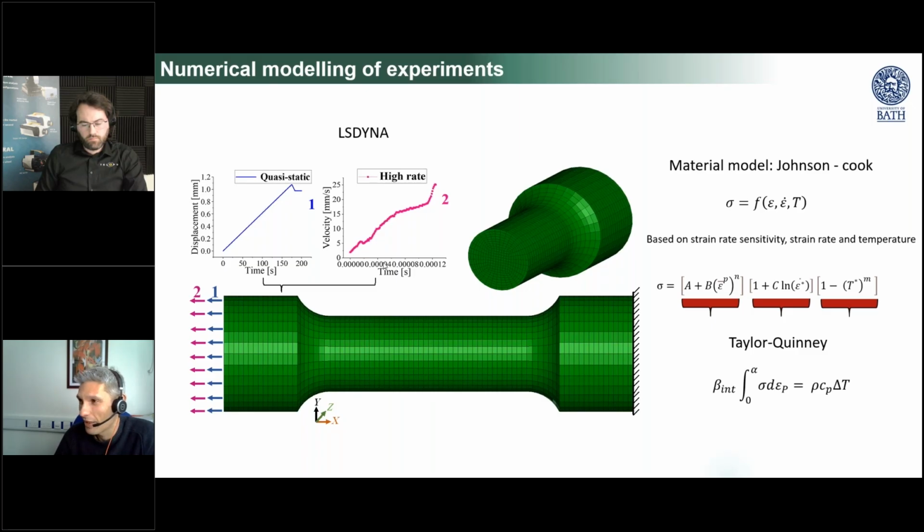We used the Johnson-Cook constitutive model, where we can describe the dependency of the stress in the material on the plastic strain in the first parenthesis, on the strain rate in the second parenthesis, and on the temperature in the third parenthesis. The simulations were fully coupled, and we took adiabatic heating into account by prescribing a Taylor-Quinney coefficient that tells us how much of the plastic energy per unit of volume is transformed into heat.